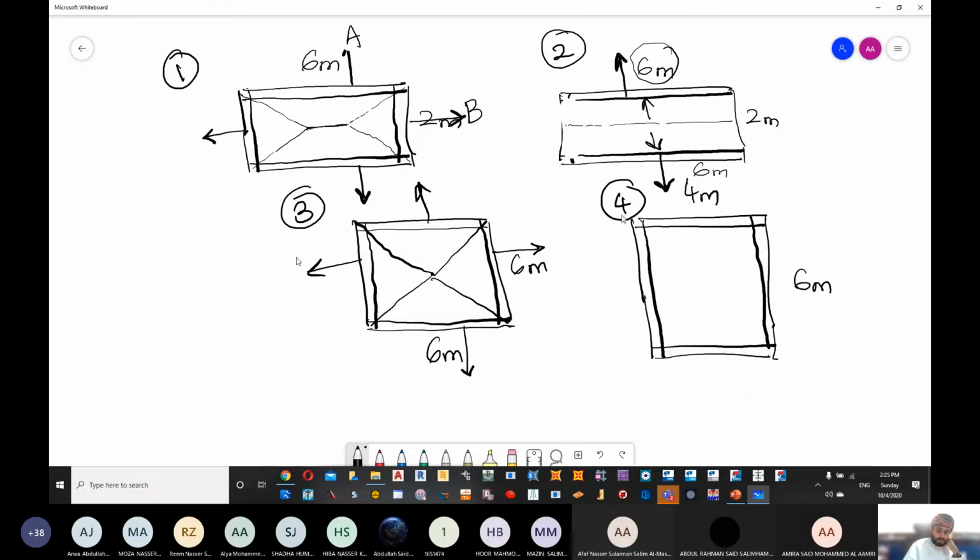The same thing goes for 4 and 6. We have 4 beams. So it will be cut from here, and then you connect it to the corner.